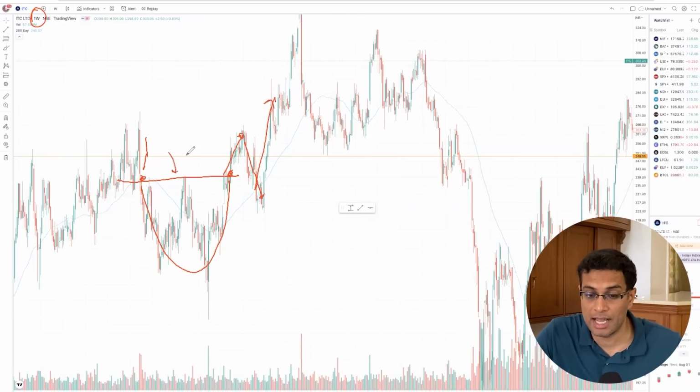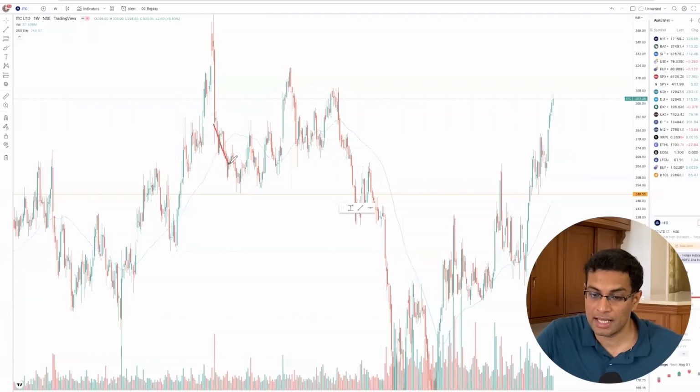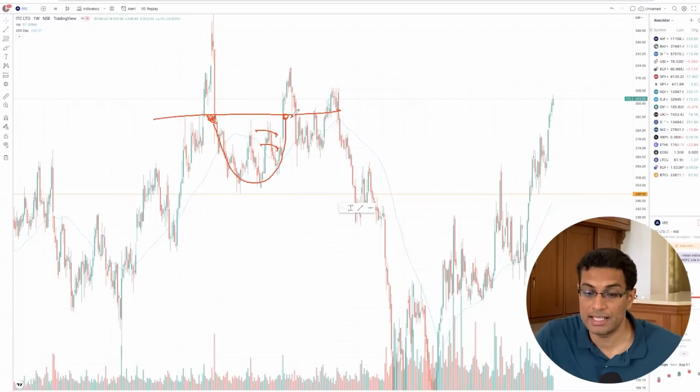So this could be considered as one rounding pattern. This is another rounding pattern. So this is a very smooth rounding pattern. And again, if you let the rounding get completed, or even if you buy it somewhere here on the upper end of the rounding when it is happening, again, the gain was approximately 10%.